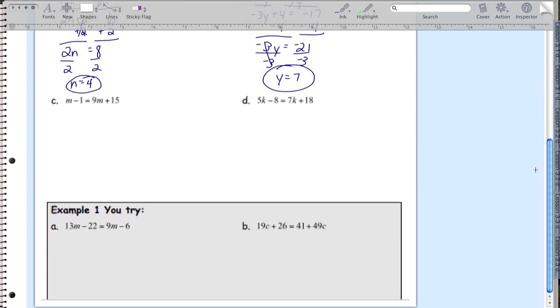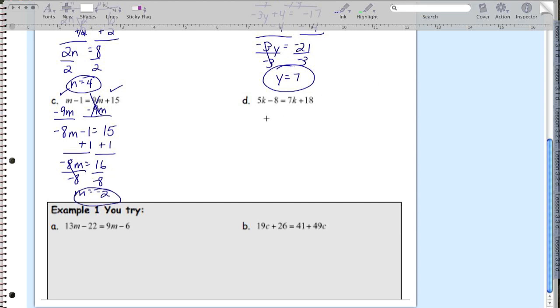Letter C. Left side, n minus 1, no simplifying can be done. That's as far as it goes. Right side, 9m plus 15, that's as far as that goes. So I get my m's on the same side. I'm going to take this 9m over by subtracting it. So I get negative 8m minus 1 equals 15. I'm going to add 1 to both sides. Negative 8m comes down. 15 plus 1 is 16. Divide by negative 8. m equals negative 2.